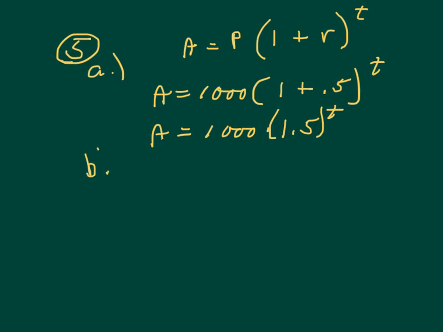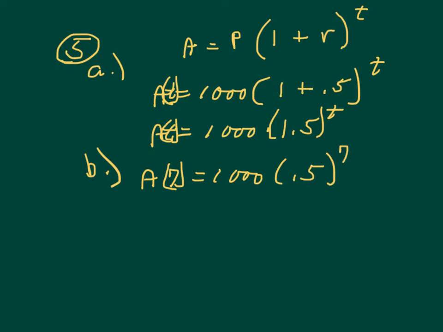All right, now for part B, we just plug in. They want to know what the bacteria count is going to be 7 days later. So you just plug it in. Oh, I probably should do something. I noticed I put an A there. I probably should write it as a function, so it should be A of t, like that. So in this one, A of 7 is going to be equal to 1,000 times 1.5 raised to the 7.